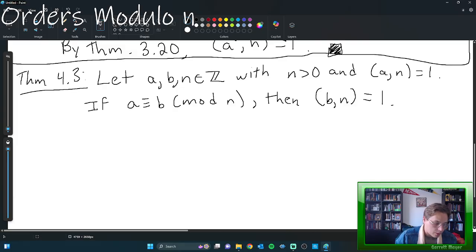Basically, this theorem is saying reducing a number modulo n won't make a common factor appear either. Any numbers that are congruent to each other modulo n, there won't be a new common factor produced. Like it's still going to be co-prime. So our proof of this, we're going to let a, b, and n all be integers.